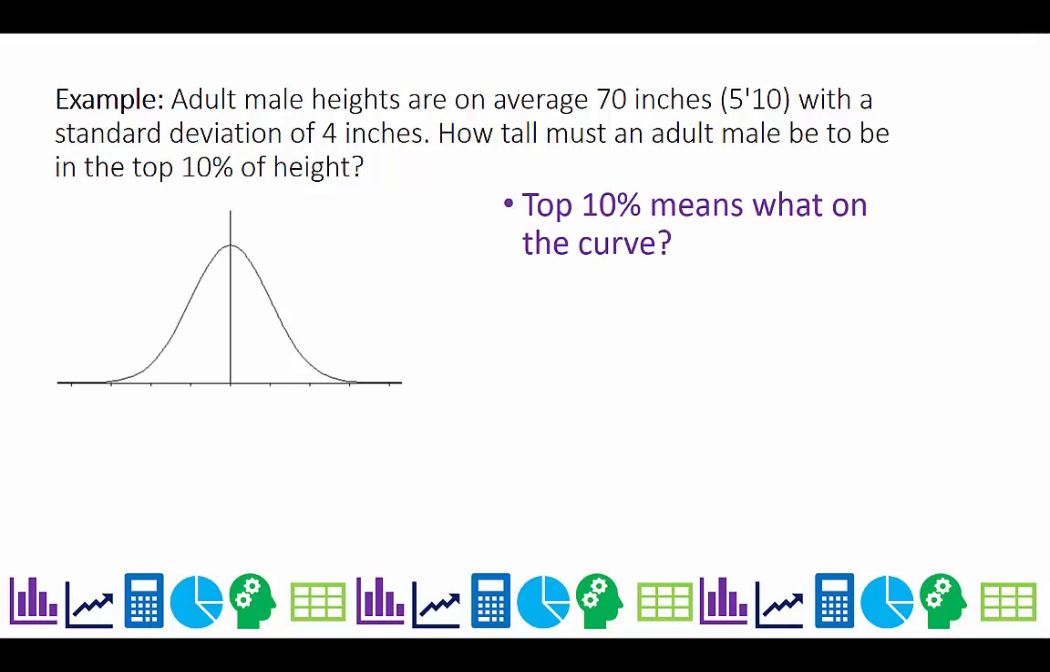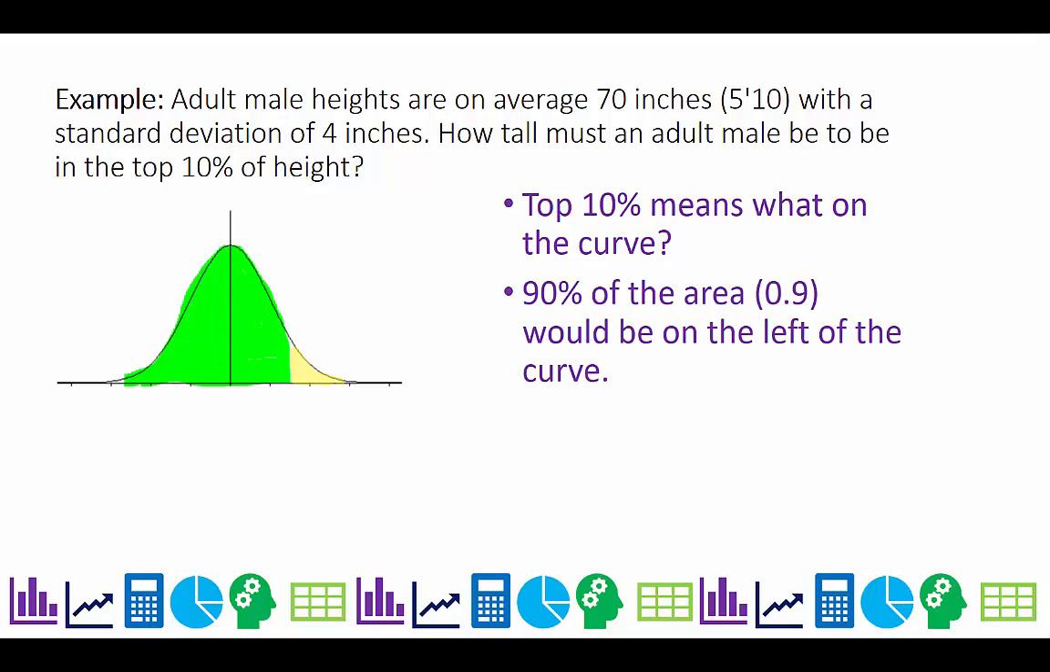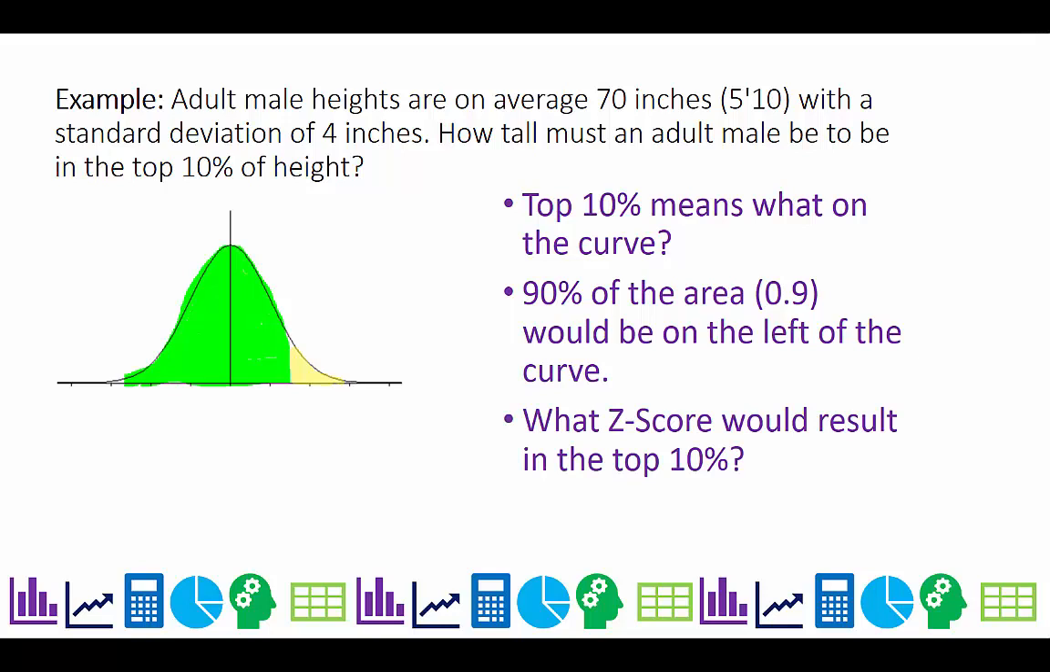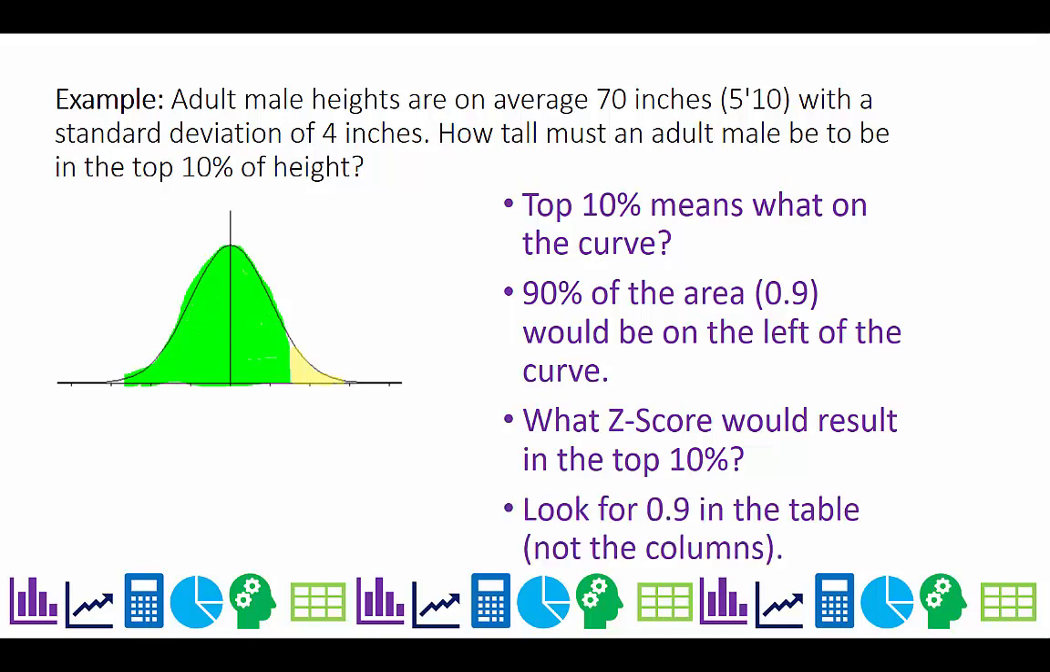So what does the top 10% mean on the curve? Well, it's going to be this right area. But usually when we're getting z-scores for percentages, it's always going to be the left area. So there's 90% of the area on the left, and the z-score that would correspond to the top 10%, we're actually going to look for 0.9 in the table. Not in the columns, but in the actual table.